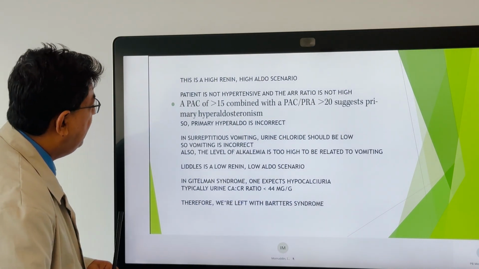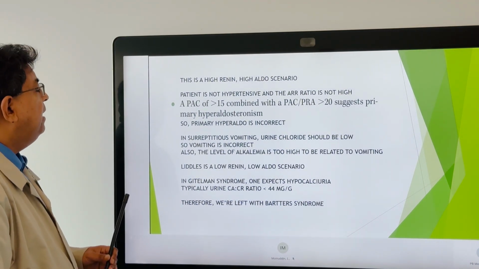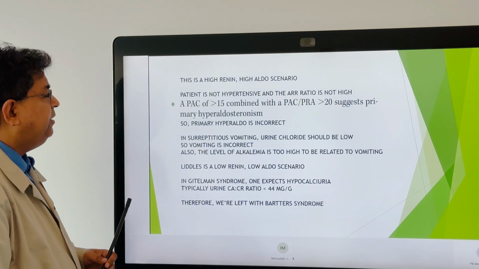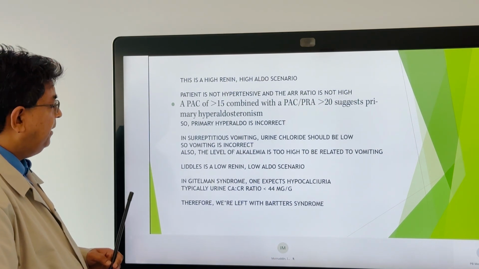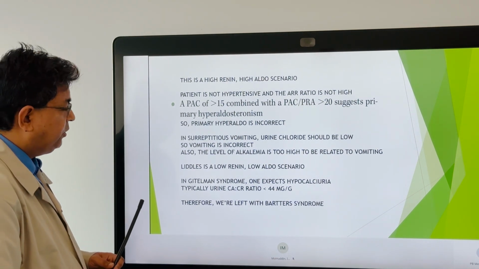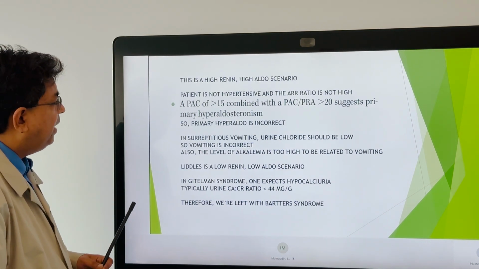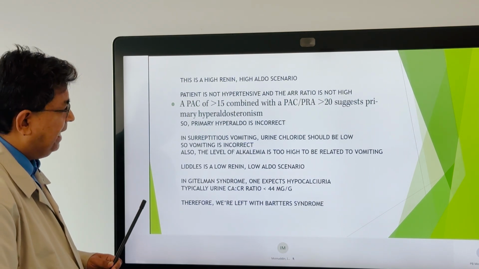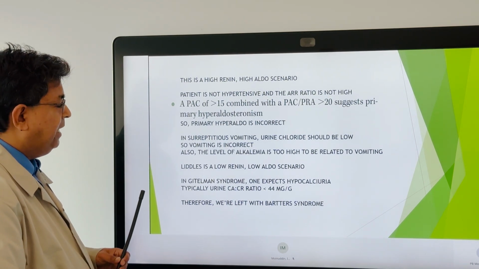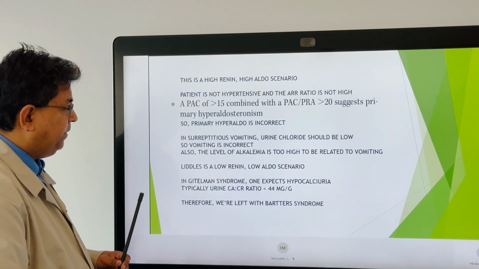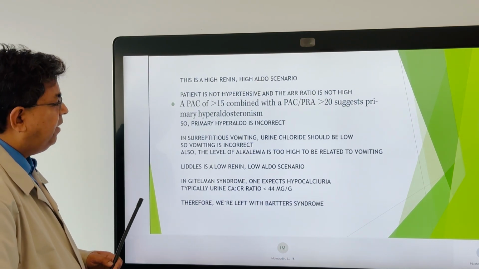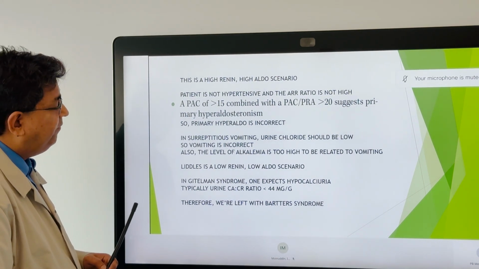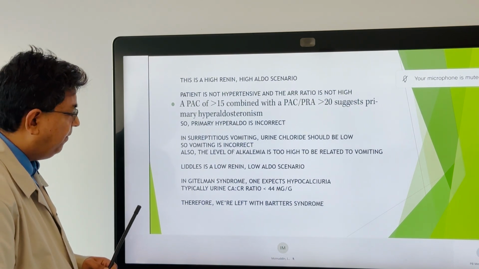This is the high renin, high aldo scenario. The patient is not hypertensive and the aldosterone to renin ratio is not high. So primary hyperaldosteronism is incorrect. In primary hyperaldosteronism, plasma aldosterone is greater than 15 and the plasma aldosterone to plasma renin activity should be greater than 20. In surreptitious vomiting, urine chloride should be low, so vomiting is incorrect. Also, the level of alkalemia is too high to be related to vomiting.